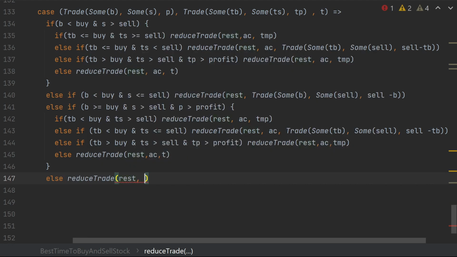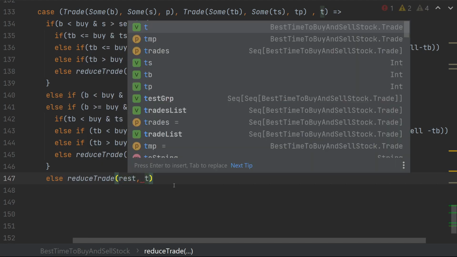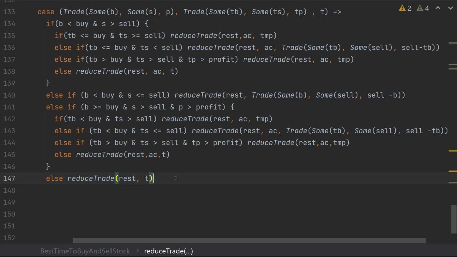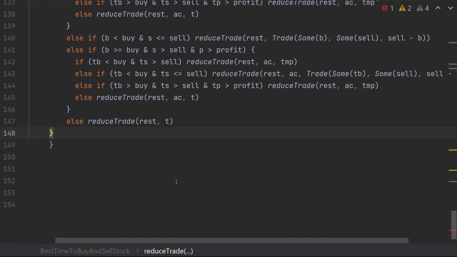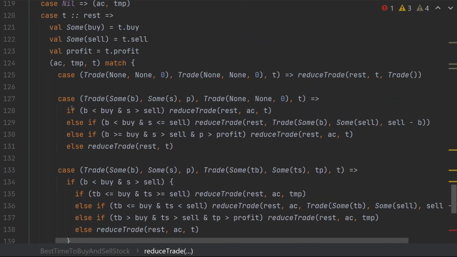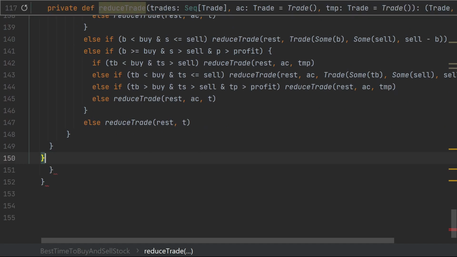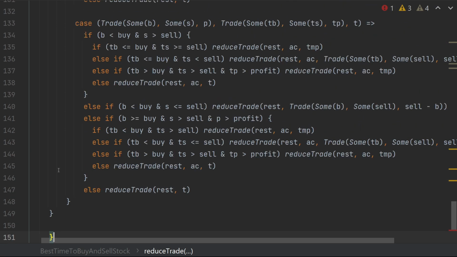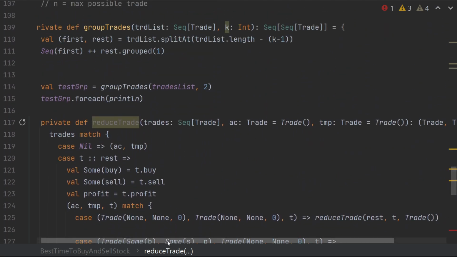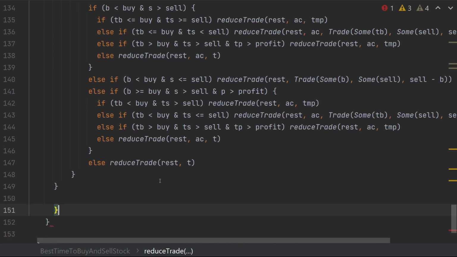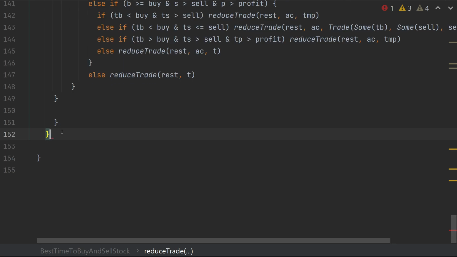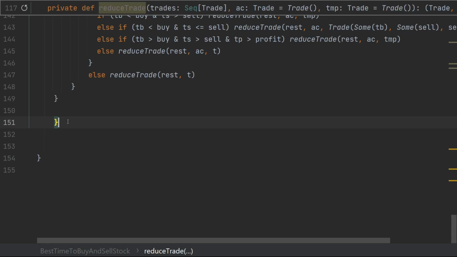So it is going to be rest comma T. Alright, so we have implemented our trade. Now let's conclude this. So yes, this closes this. Okay, now just, alright, so this is the method, I think so. Yes. Alright, now we have included this. Till now we have created this reduce. Now we have to use this reduce to calculate the max profit.